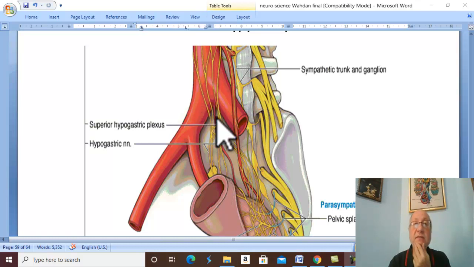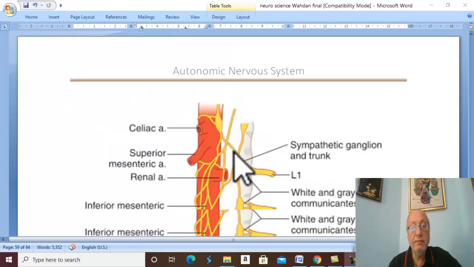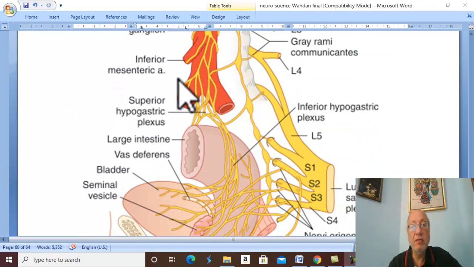Where is the anatomical position of this superior hypogastric plexus? The superior hypogastric plexus is present in front and just below the bifurcation of the aorta, in front of the fifth lumbar vertebra, and in front of this projection in the sacrum, which is called the promontory of the sacrum. This is another view. The superior hypogastric plexus is present in front of and just below the bifurcation of the aorta, in front of the fifth lumbar and the promontory. This is the superior hypogastric plexus.